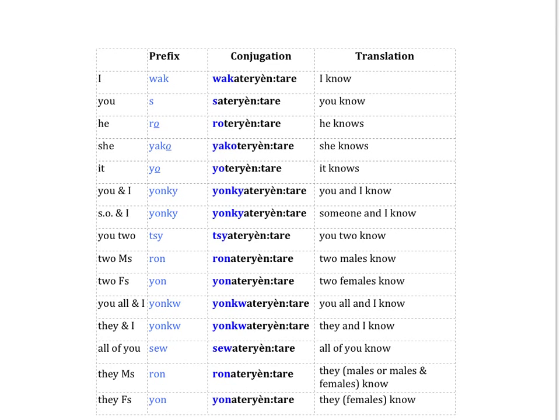And on the second page of the blank charts for this verb root, you have all of the answers. The first column is the prefixes for the A stems, the second column is the conjugation, and then you have the translation. So you can work on testing yourself.